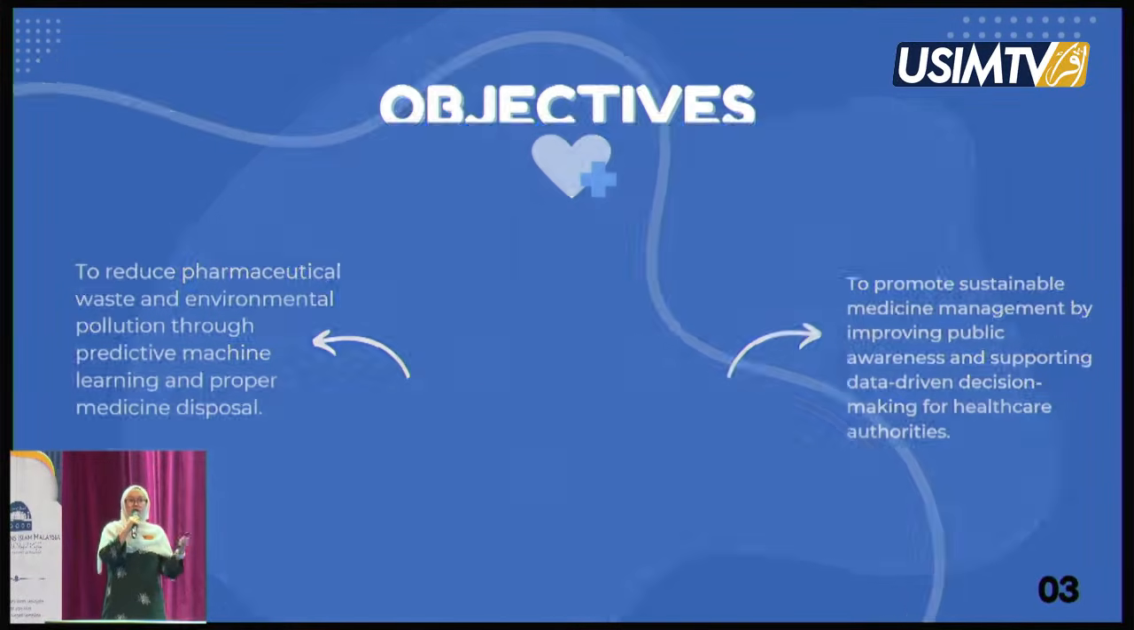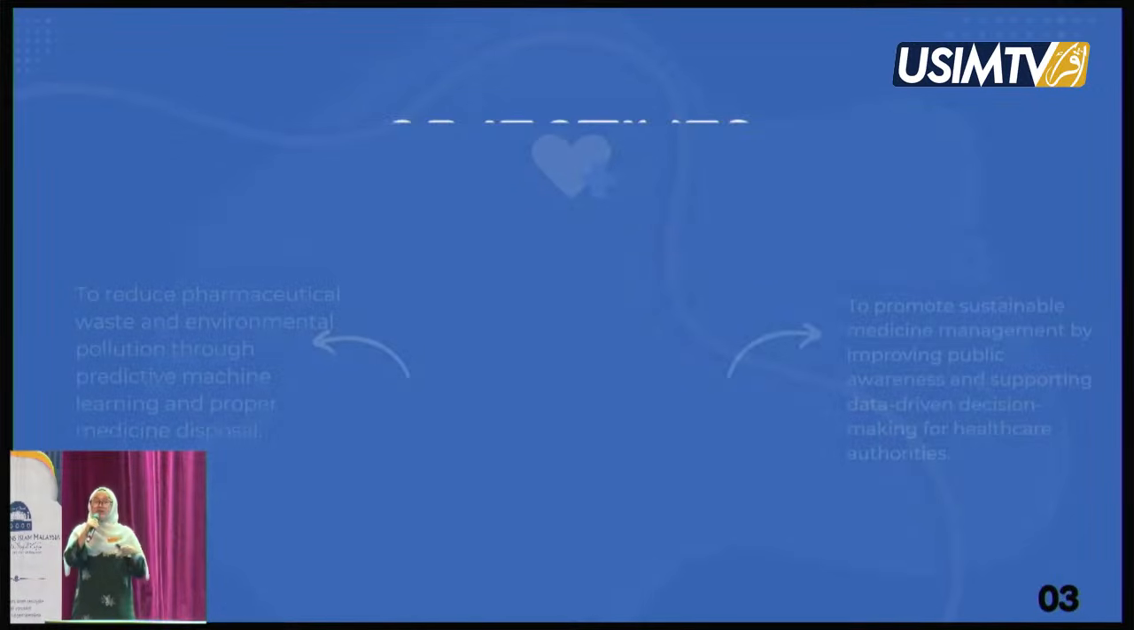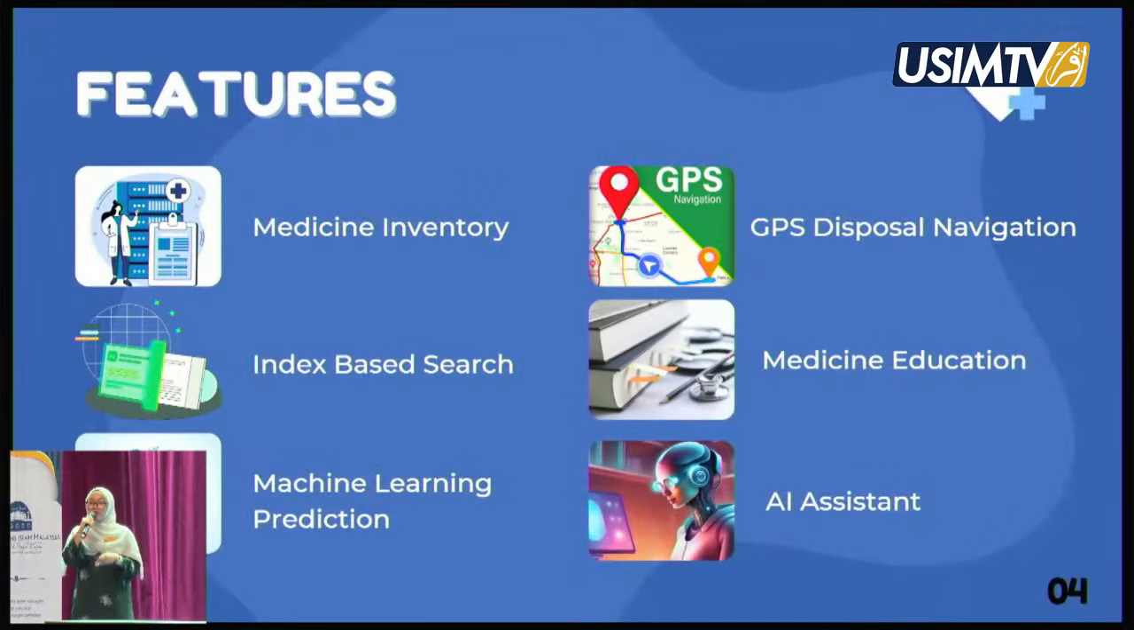So now, to achieve this, MAN has developed several features within one platform. So first, users can manage their medicine through our medicine inventory. Our index-based search makes it easier for users to find information about their medicine. Next is our main feature, which is a machine learning prediction. So our system will analyze information about a medicine and its usage to estimate whether it is likely going to be a waste or not.